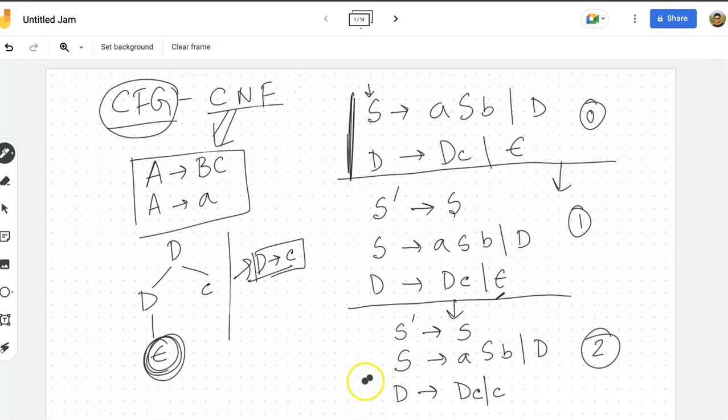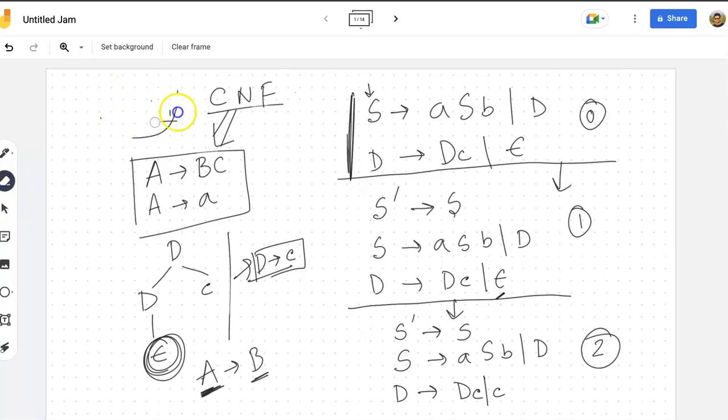Now what is the next step? Now we need to check, okay, is there any unit production or not? So what is unit production? Unit production is basically from a non-terminal to another non-terminal. So this is the unit production, and we need to remove it. Let me do it here only. So removing this.